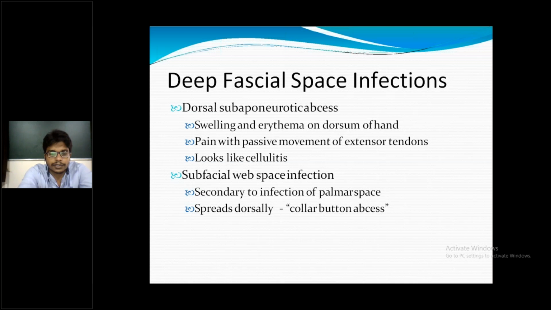Deep fascial space infections. Dorsal subaponeurotic abscess: swelling and erythema on the dorsum of the hand, with pain on passive movement of the extensor tendons; it looks like cellulitis. Subfascial web space infection is secondary to infection of the palmar space and spreads dorsally. Collar button abscess.